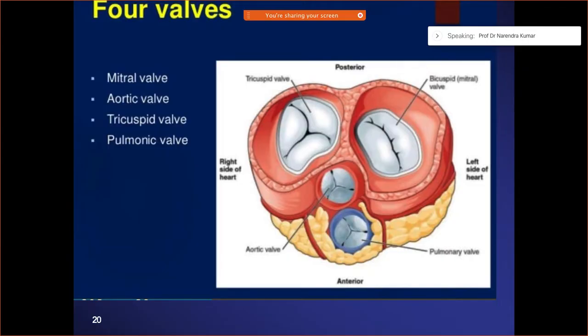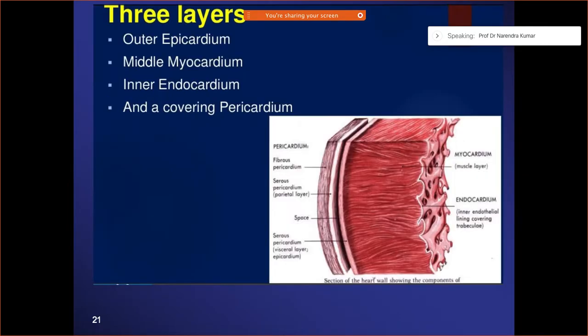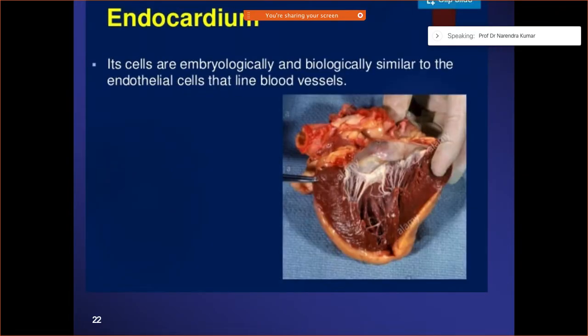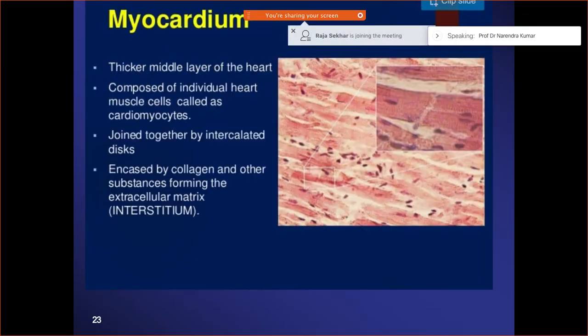And in the heart, there are four valves: the mitral valve, aortic, tricuspid, and also the pulmonary valve. There are three different layers as well. If you look from the outside to the inside, there will be outer epicardium, middle myocardium, and the inner endocardium. And of course, there's a covering pericardium as well. So in the endocardium, what happens? The cells are embryologically and also biologically similar to the endothelial cells that line the blood vessels, in fact.